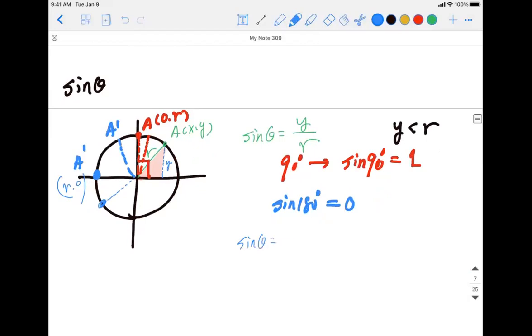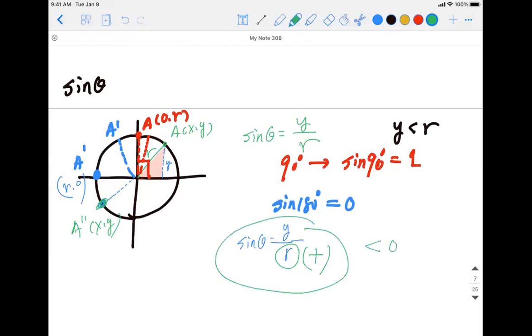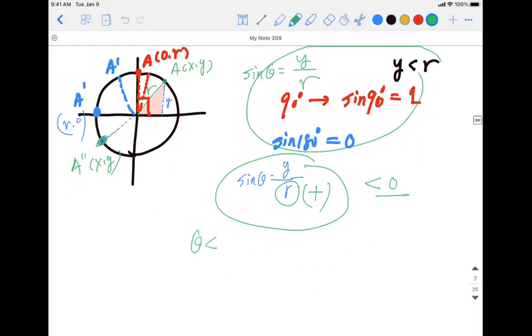You're still going to use sine theta equals y over r. R is actually a positive number, that's the distance. But at this moment, at A double prime, your y will be less than zero, is that right? So your sine theta value will be less than zero, which makes sense, right? At the very beginning, your sine theta value is greater than zero. But as long as you pass the x-axis and go to more than 180 degrees, you are going to be less than zero. So as long as theta is more than 180 degrees and less than 360 degrees, as long as your point is in the underneath part, the lower part of your x-axis, your sine theta value will be less than zero.